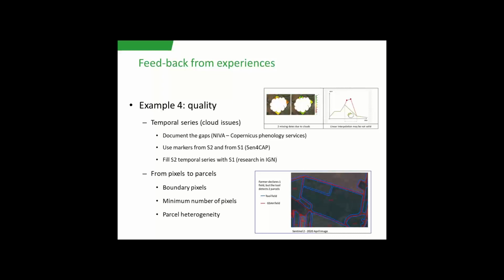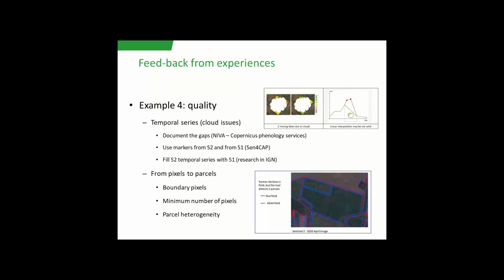We have also considered all the issues due to the aggregation from pixel to parcels: what to do with the boundary pixels, should we have a minimum number of pixels, what about the parcel heterogeneity. For instance, we have here an illustration of a tool developed by NIVA to make some preliminary parcel delineation before launching the Earth observation monitoring itself, trying to find if the parcel is correct, or for instance, if the farmer has forgotten to split his parcel or to merge it, making the Earth observation monitoring process better after.